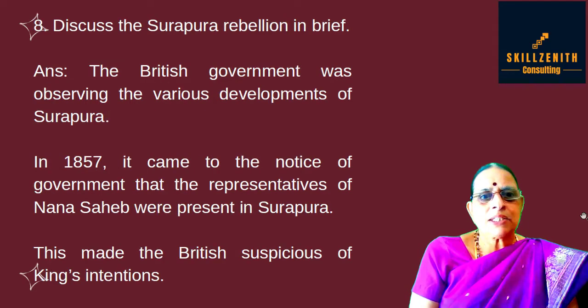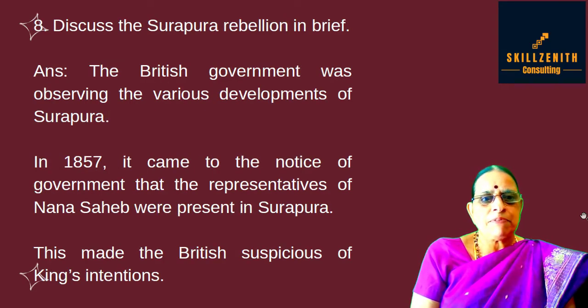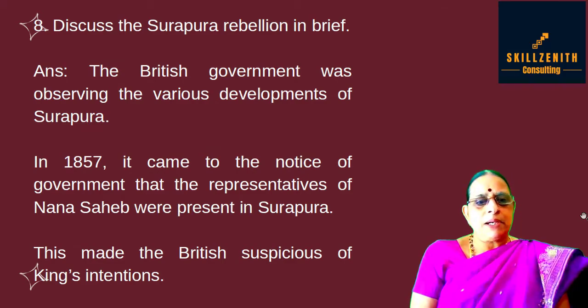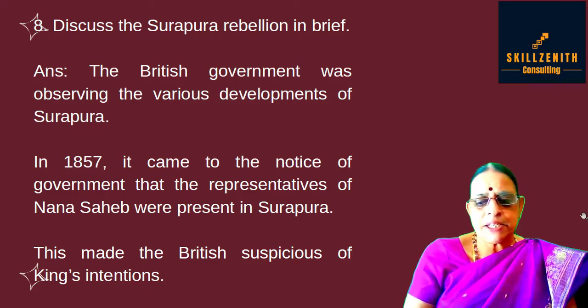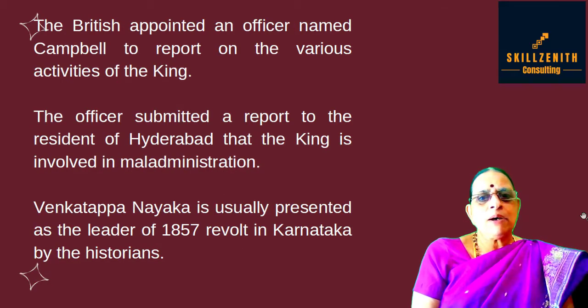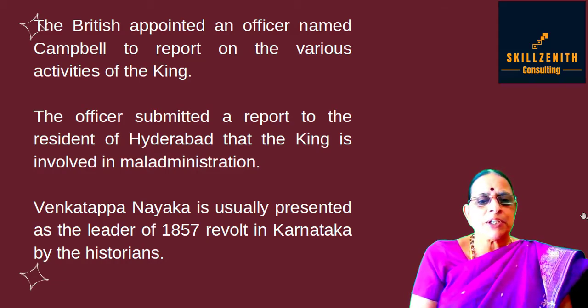Eighth question. Discuss the Surapura rebellion in brief. The British government was observing the various developments of Surapura. In 1857, it came to the notice of government that the representatives of Nana Sahib were present in Surapura. This made the British suspicious of the King's intentions. The British appointed an officer named Campbell to report on the various activities of the King. The officer submitted a report to the resident of Hyderabad that the King is involved in maladministration.